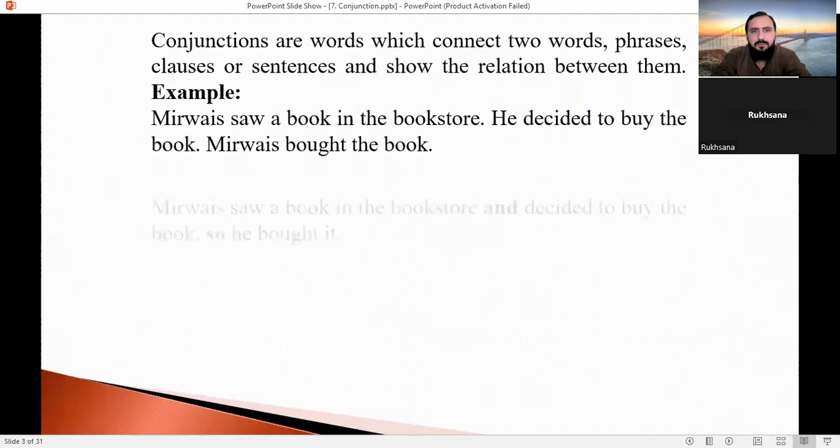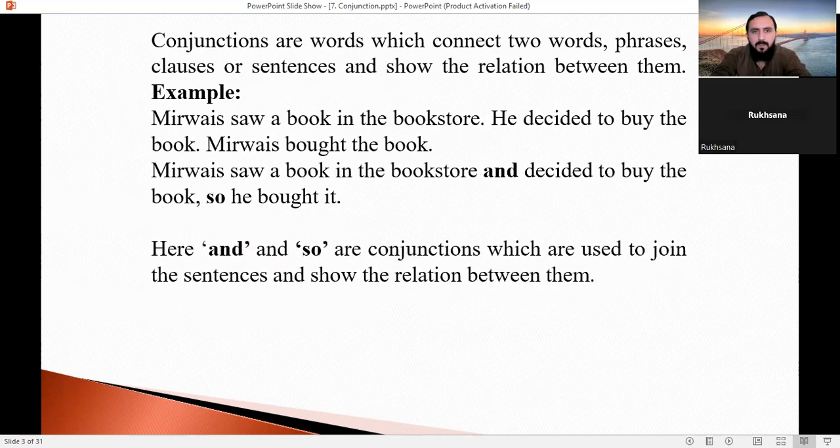Okay, can you read it? Conjunctions are words which connect two words, phrases, clauses, or sentences and show the relation between them. For example, Mirwais saw a book in the bookstore. He decided to buy the book. Mirwais bought the book. Mirwais saw a book in the store and decided to buy the book, so he bought it. Here and so are conjunctions which are used to join the sentences and show the relation between them.